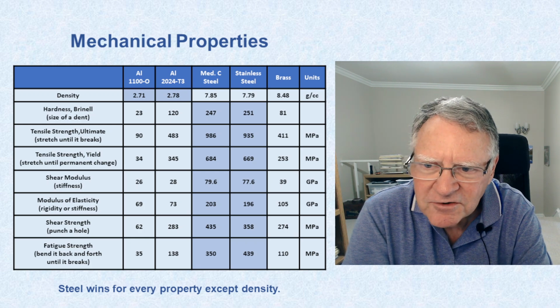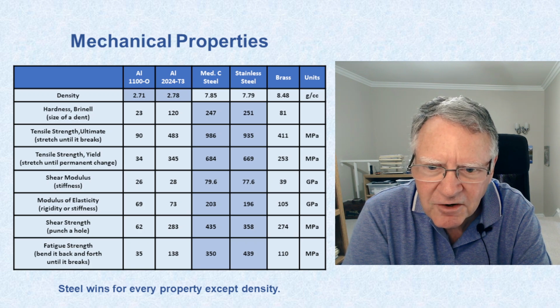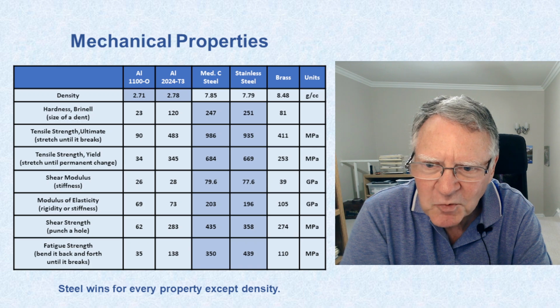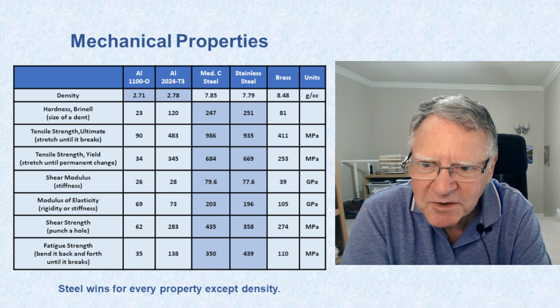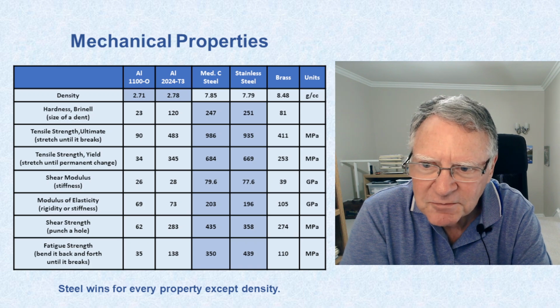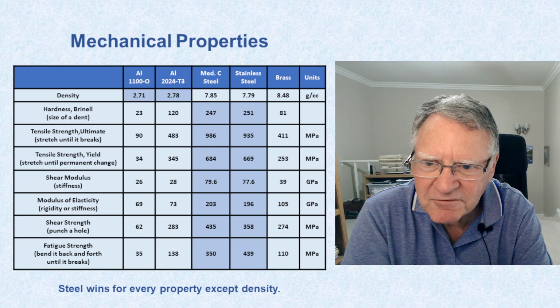Brinell hardness is basically the size of a dent. You take a very hard spherical ball. I think the diameter is typically about 1 centimeter, and you push on your alloy with some given force, and then you measure the size of the dent. So it's basically a fairly straightforward measure of the hardness.